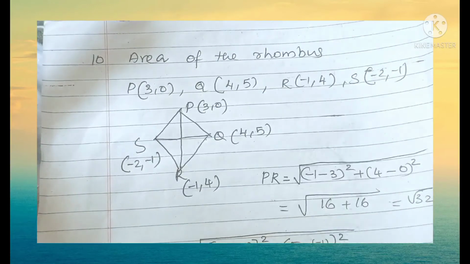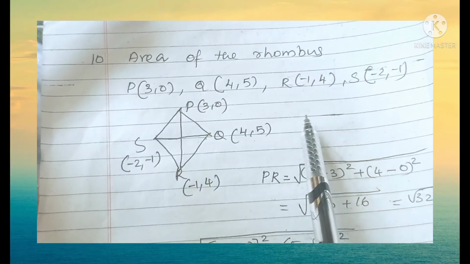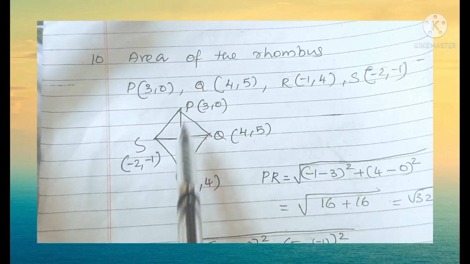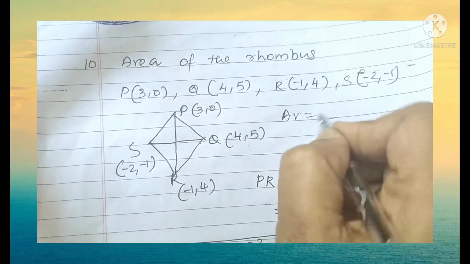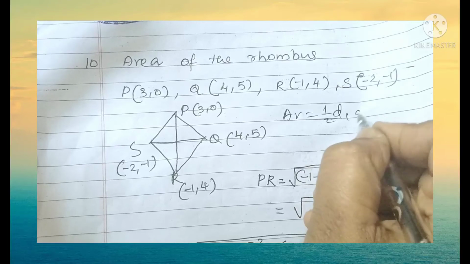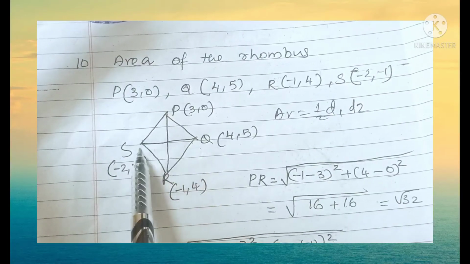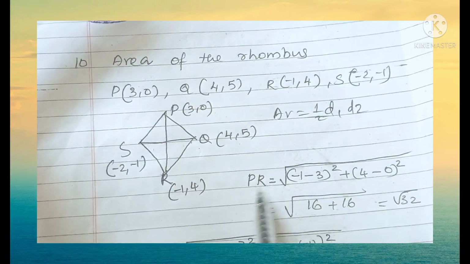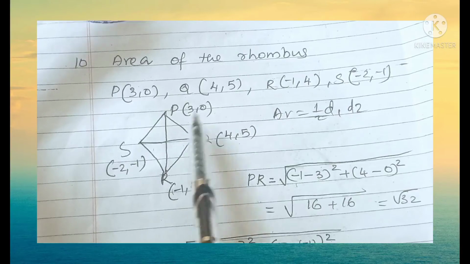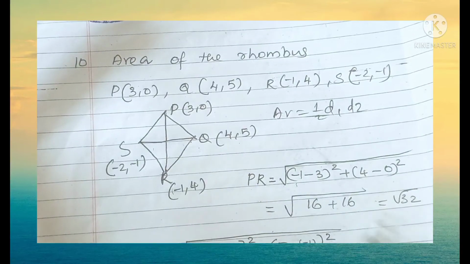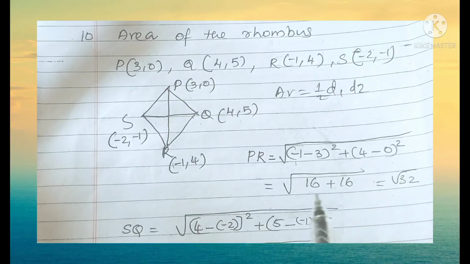10th question, we want to find the area of the rhombus. We know a rhombus has equal sides, and we know the area of a rhombus is half d1 d2. Area is equal to half d1 d2. For that we want to find the length of PR and SQ. PR is equal to square root of (-1 minus 3) whole square plus (4 minus 0) whole square. Then after reducing we will get √32.